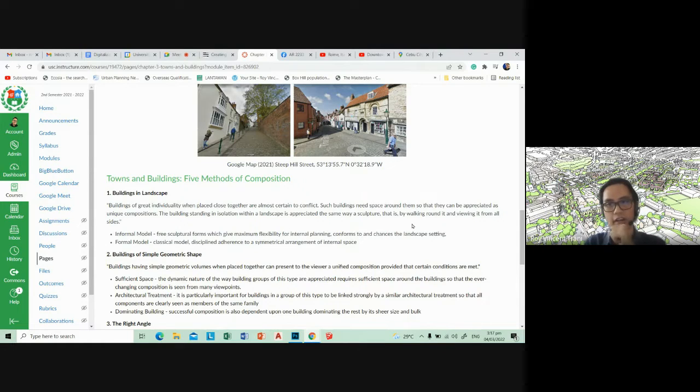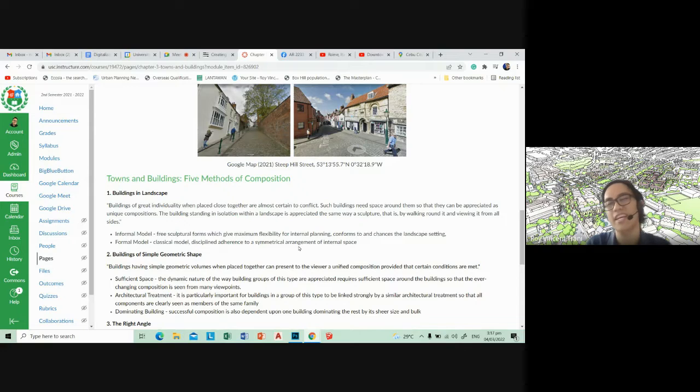That is by walking around it and viewing it from all sides. And then within this concept or composition, there are two models. The informal model, which shows free sculptural forms, which give maximum flexibility to internal planning, which conforms to and changes, this supposedly changes the landscape setting. And then there's the formal model, the classical model, disciplined adherence to symmetrical arrangement of internal space.